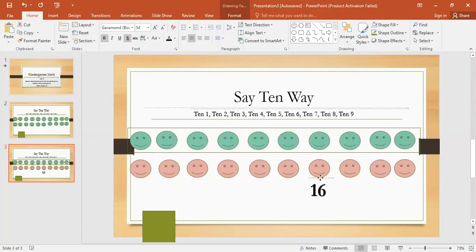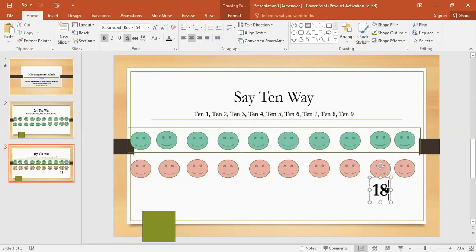Great job, guys. All right, I'm going on to 10, 7. What teen number is 10, 7? 17, because that can be broken up into 10 and 7 ones. Great job. Okay, I'm at 10, 8. Say 10 way, I said 10, 8. What teen number do we think that one is? 18, because 18 is broken up into 10 and 8 ones.